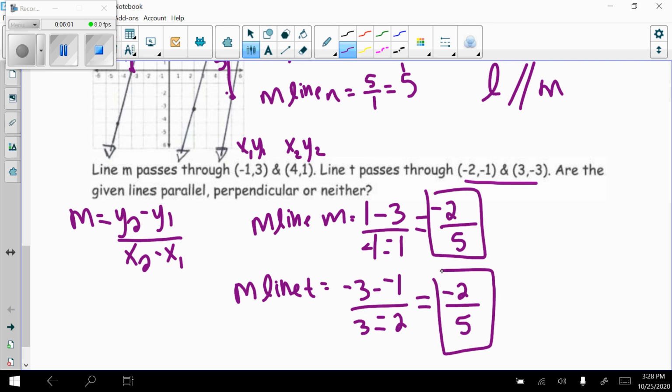So now I want to compare my two slopes. The slope of line M is -2/5. The slope of line T is also -2/5. When the two lines have the exact same slope, we can say that they are parallel. So these two lines are parallel. We could write that as M parallel to T.